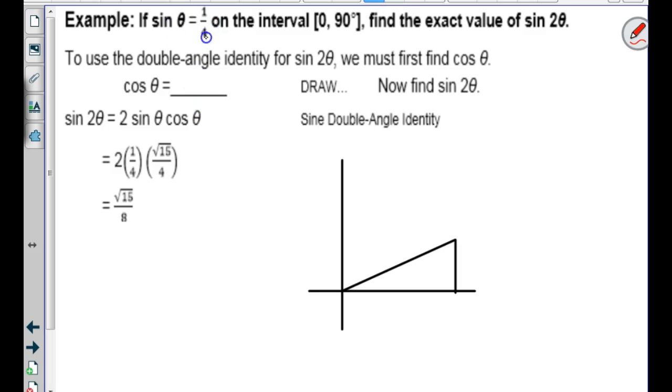The sine is 1/4, and it says between 0 and 90, so that's telling us the quadrant. It's in quadrant 1, right? How do I label my triangle if the sine is 1/4? Because if you can't do this, you're really in trouble. Sine of theta is 1/4, means opposite over hypotenuse, or y over r. Yes? No? Can everybody do that?